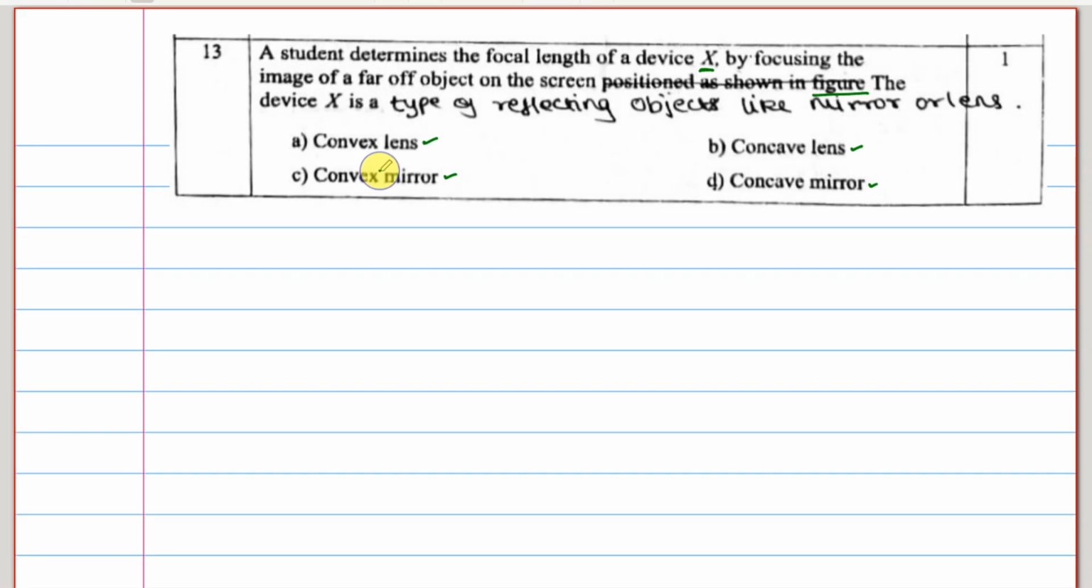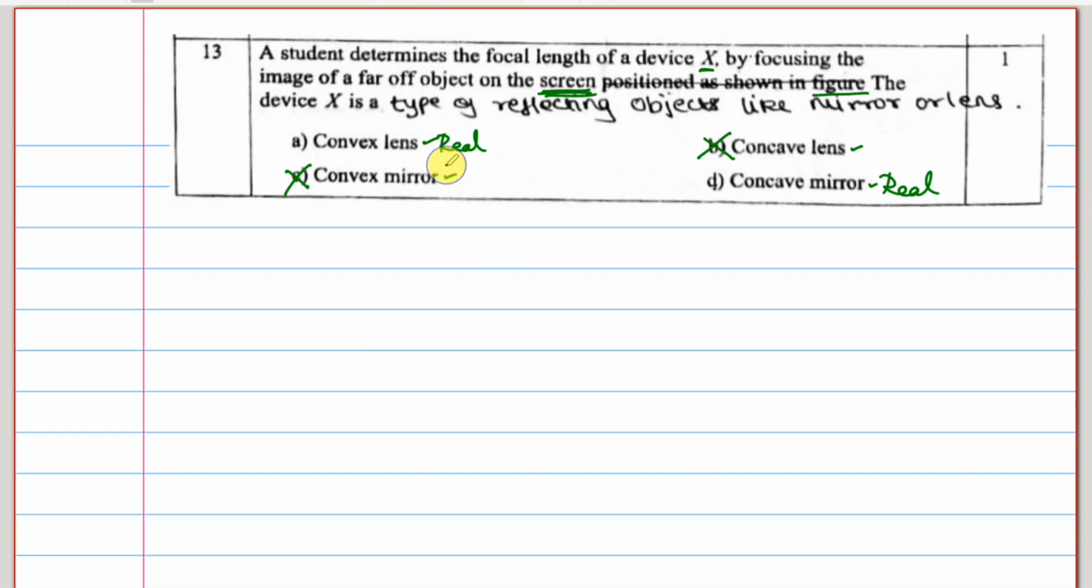Okay. Now, because they have used the word screen, that means a real image is being formed. Can convex lens form real images? Yes, it can form real. Can concave lens form real images? Concave lens always forms virtual images. So this cannot be our answer. Convex mirror also forms virtual images. Concave mirror can form both real and virtual. So we have eliminated 2 options. The correct option can either be A or D now.